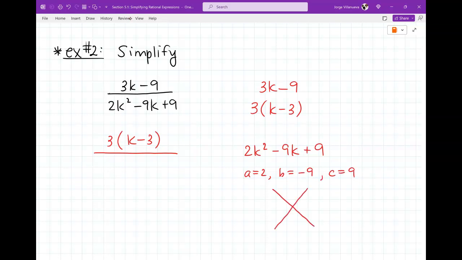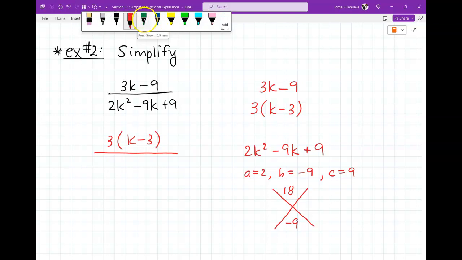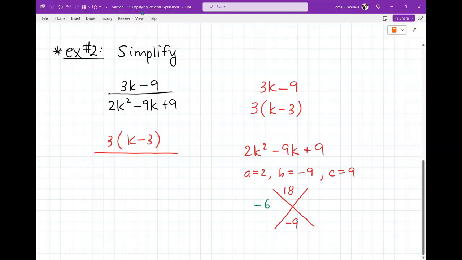2 times 9, that's 18. And right here is a minus 9. Okay? Give me two numbers that multiply to 18 that add up to negative 9. Negative 6, negative 3. Thank you. And do I have to divide? Yeah, right here we got a 2, right? So divide this by 2. Divide this by 2. The left side will become a negative 3. The right side, I can't simplify, so I'm going to keep it at negative 3 halves.